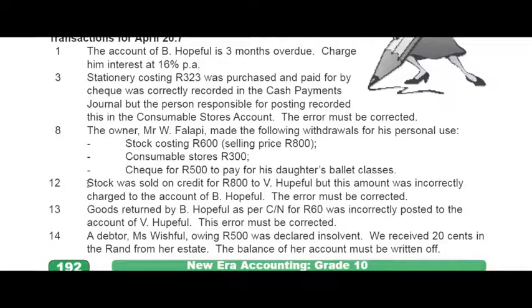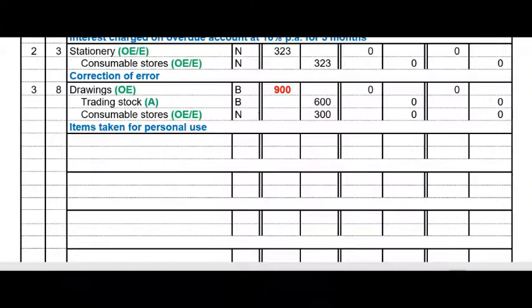Then on the 12th, stock was sold on credit for 800 Rand to V. Hopeful, but this amount was incorrectly charged to the account of B. Hopeful. Okay, so we don't focus on the fact that the stock is being sold. We focus on the fact that there was an error. We debited B. Hopeful where we should have debited V. Hopeful. Okay, so this must be corrected in the general journal.